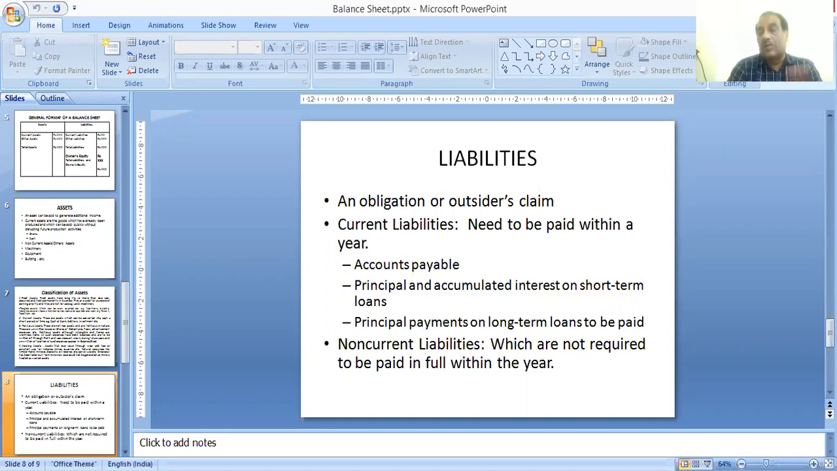And it is also of two types: current liabilities that need to be paid within a year, like accounts payable, principal and accumulated interest on short-term loans. Sometimes we take loans and then we need to pay the interest on the loan as well as the principal amount within that year. So these are the current liabilities. And then non-current liabilities, which are not required to be paid in full within the year, which go beyond the year also.